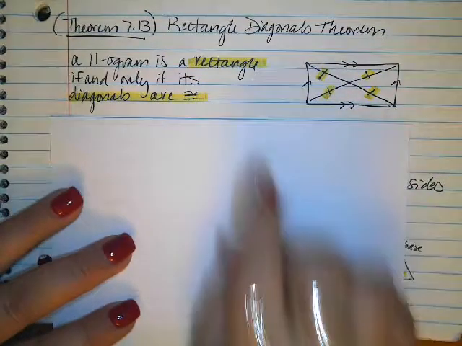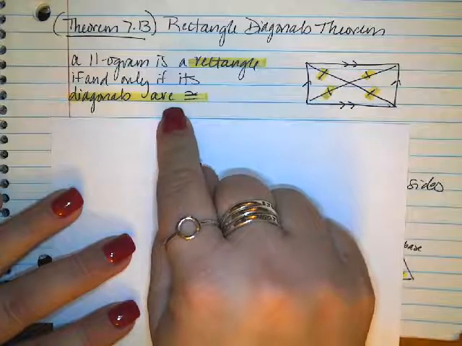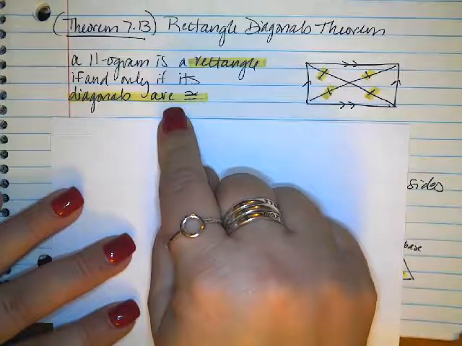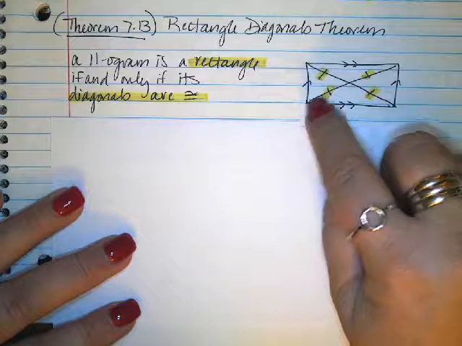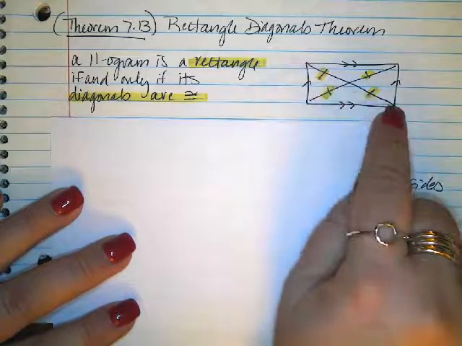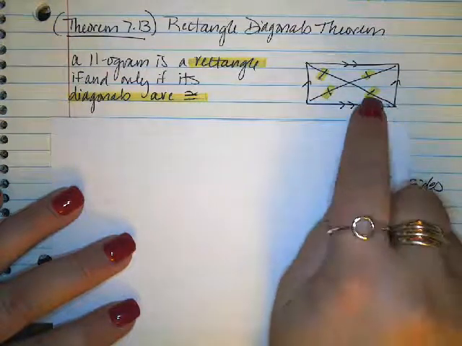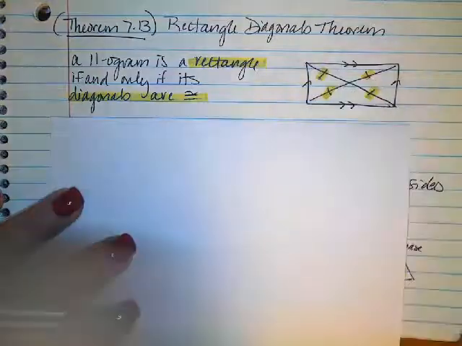Now in a rectangle, there's something about the diagonals that's important to us, and the diagonals are congruent. So from here to here, this diagonal, and from here to here, this diagonal are actually equal. They are the same. They are congruent. And what happens then is that each of these little pieces would also be congruent.